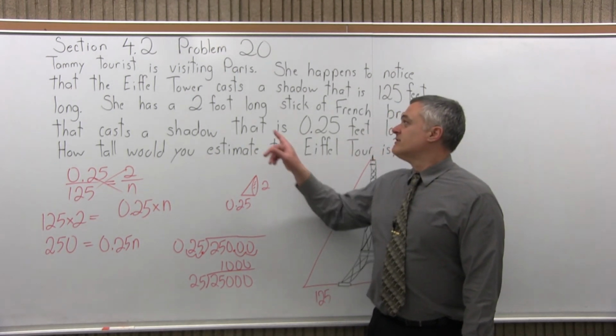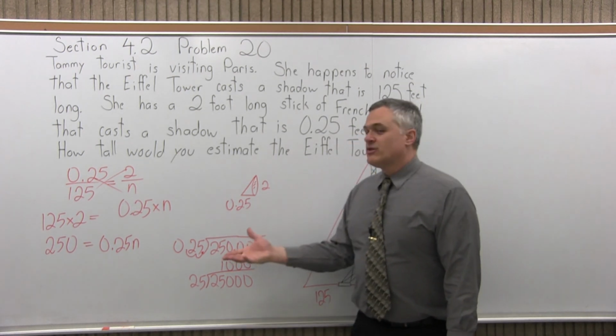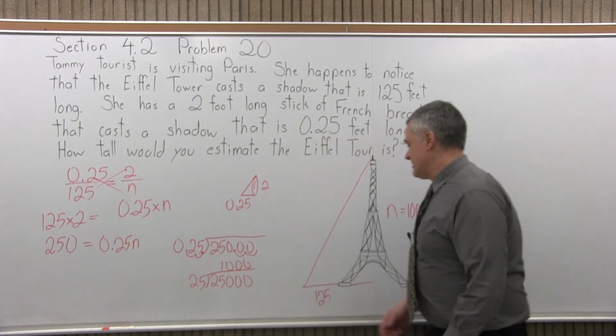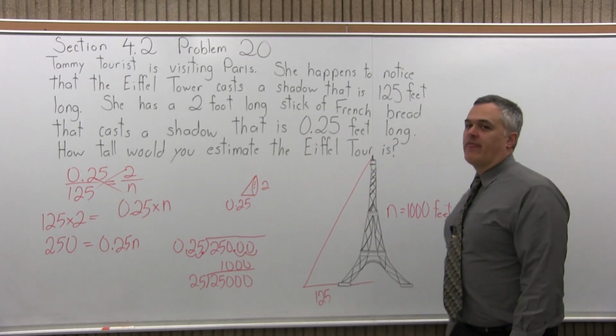It's given with units of measure. Everything is in feet. So our answer of 1,000 is in feet. It's in the same units of measure. So the height of the Eiffel Tower we would estimate to be 1,000 feet tall.